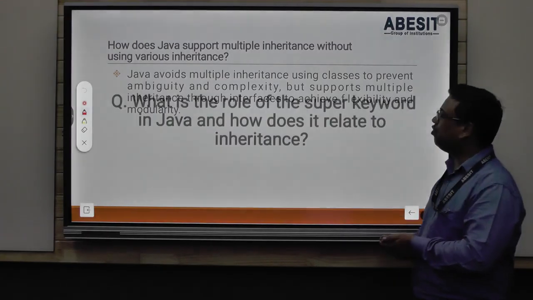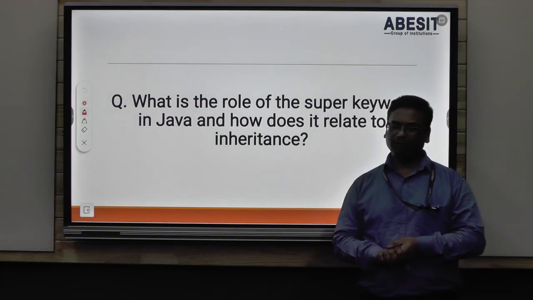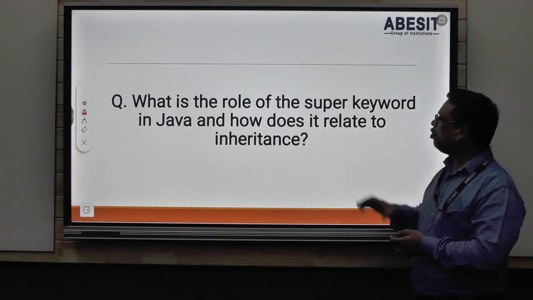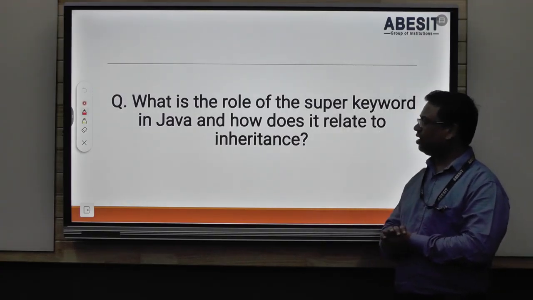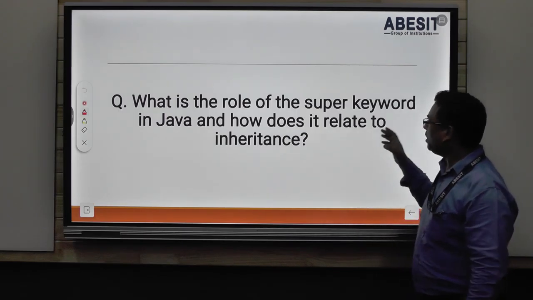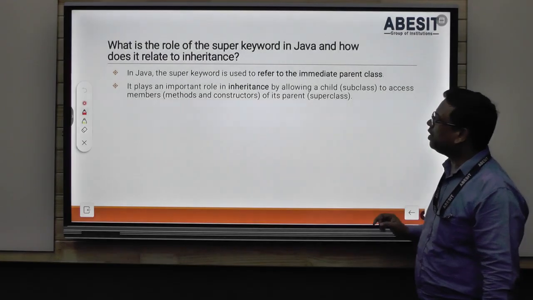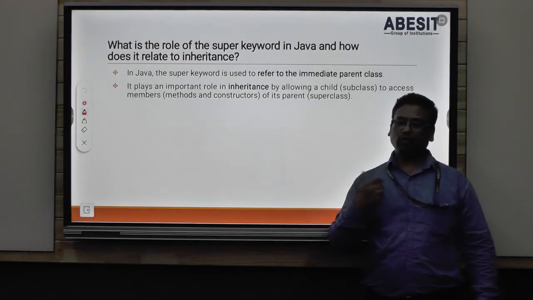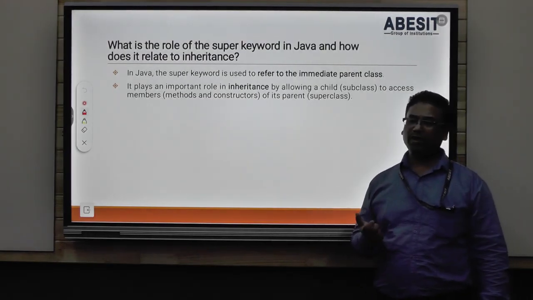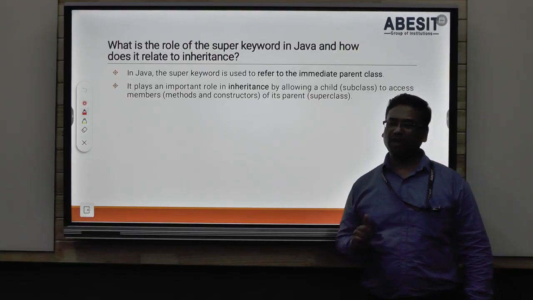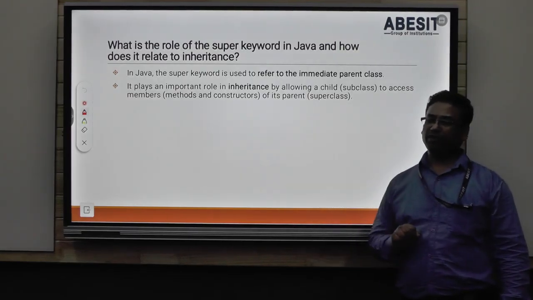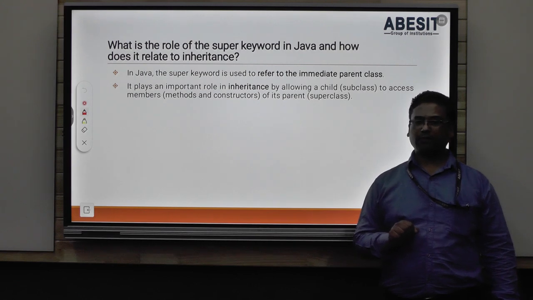Now we are moving to our next question. What is the role of the super keyword in Java and how does it relate to inheritance? Now we have to know what the super keyword is. The super keyword in Java is a reference variable which is used to refer to the immediate parent class.